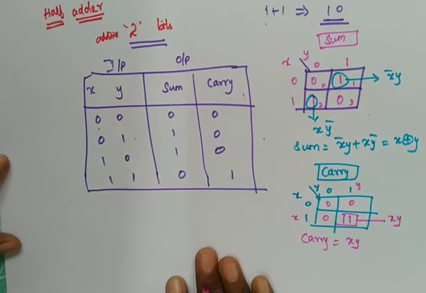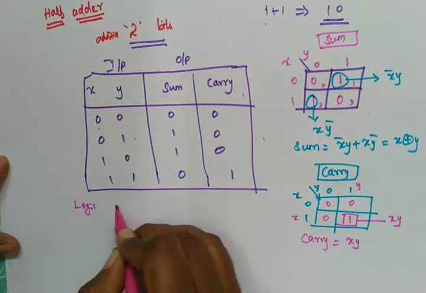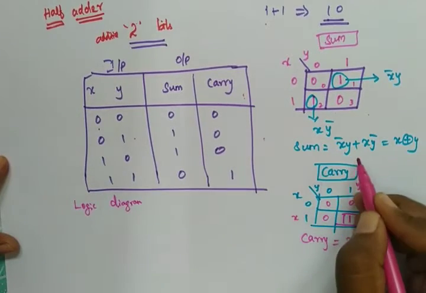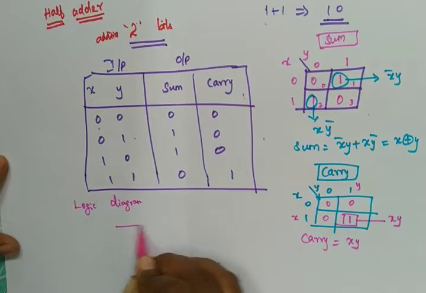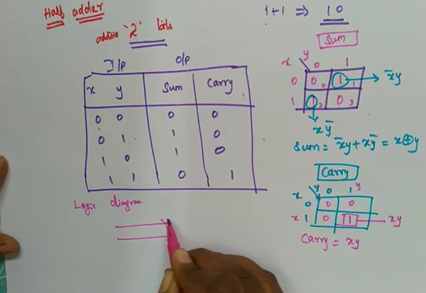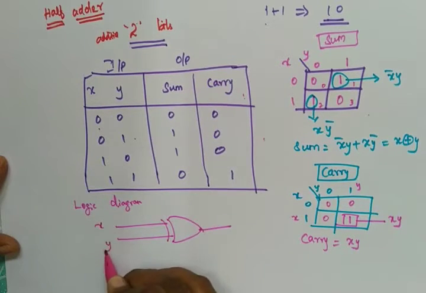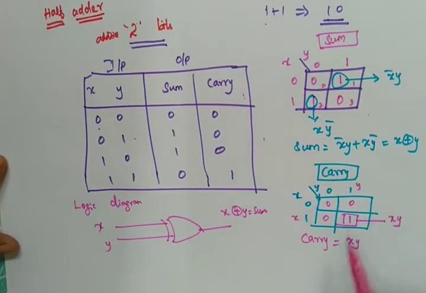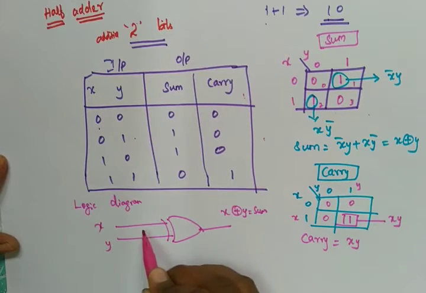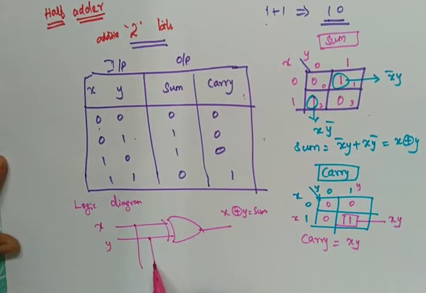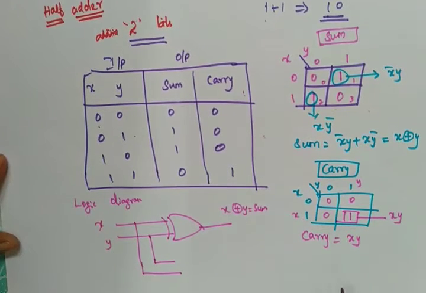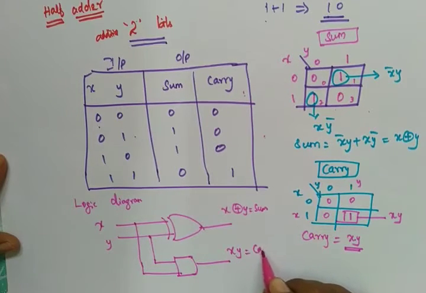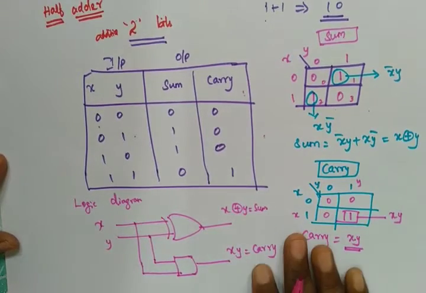Then the next step is we have to draw the logic diagram for this. Now what is sum? Sum is equal to x XOR y. So we know how to draw an XOR gate. So this is x, this is y. So here it is x XOR y, which is equal to sum. Now what is carry? Carry is equal to xy. So this is x, this is y. Since here we have multiplication, we have to use an AND gate. So xy is equal to carry. So that's it. This is our half adder.